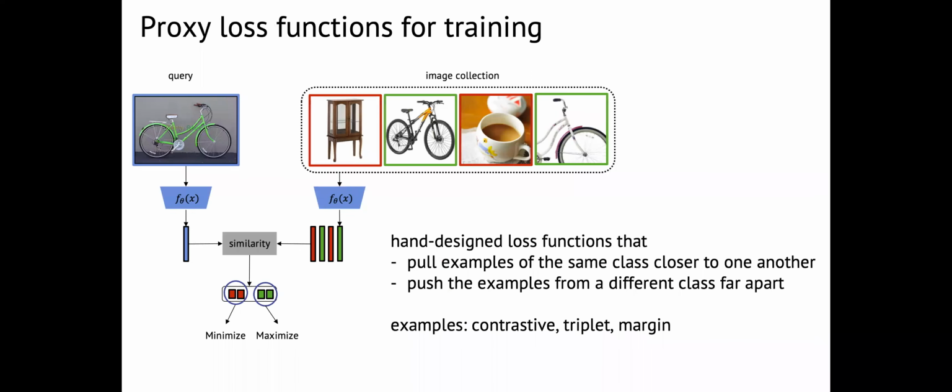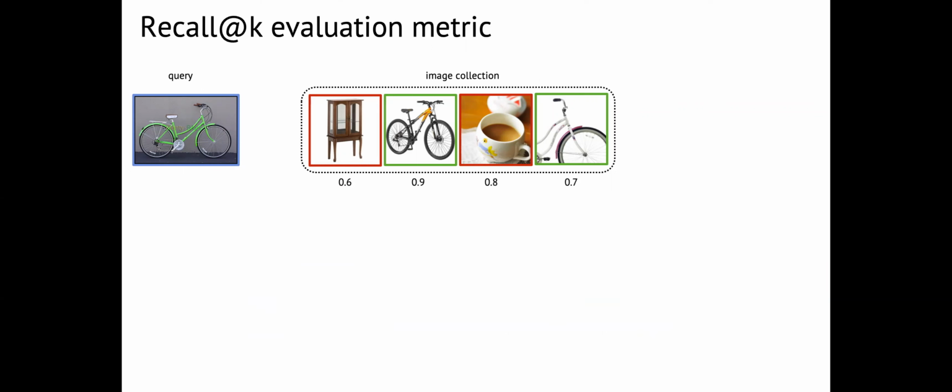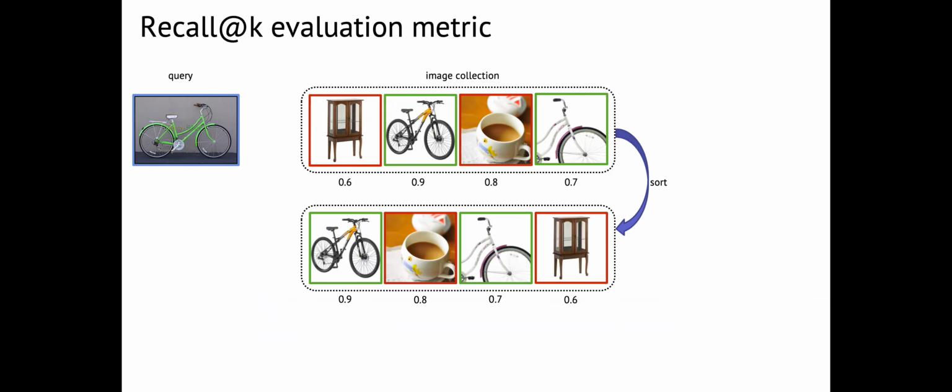Popular hand-designed loss functions, such as contrastive and triplet, pull the samples from the same class together and push the samples from different classes apart. Instead, we focus on optimizing recall at k, which is a standard retrieval evaluation metric. To compute it, we first need the similarities, and then we sort the collection samples. And then we count the number of samples that have a rank lower than k. Recall at k is non-differentiable, therefore it is not applicable for training.